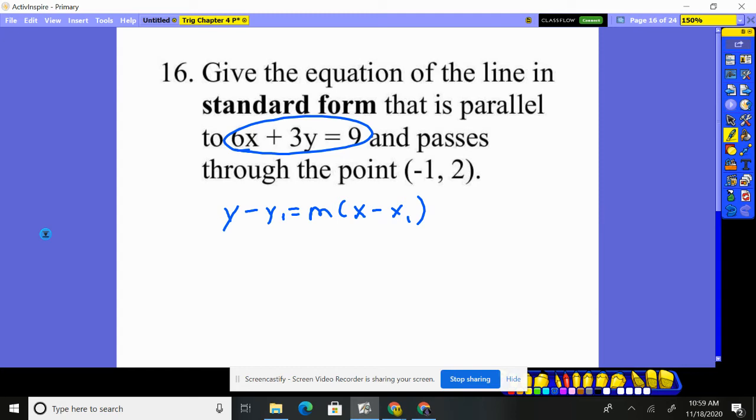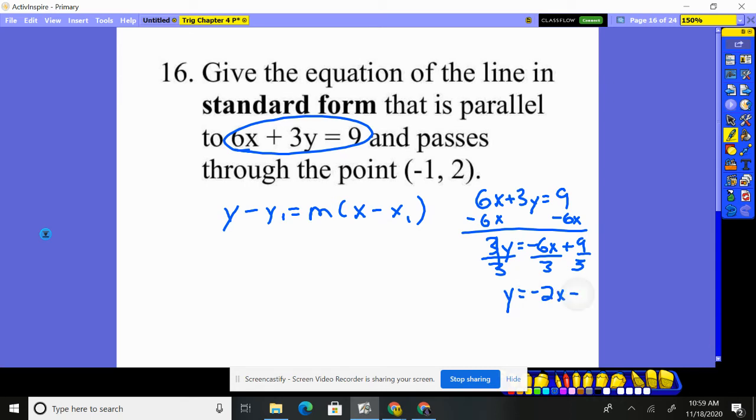So I have to take that 6x plus 3y equals 9, and I need to rearrange it and get y by itself, get it in slope intercept. So I'm going to subtract 6x from both sides. 3y is a negative 6x plus 9. I divide by 3. Each of these pieces gets divided by 3. Negative 2x plus 3. This guy's slope is -2. It wants to be parallel, so I need the same slope. So I'm going to use the slope of -2.